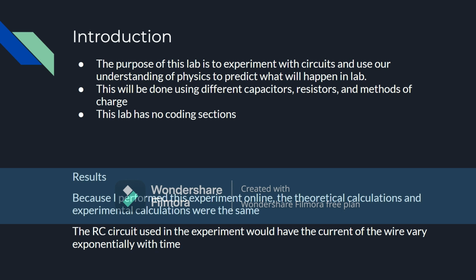Results. Because I performed this experiment online, the theoretical calculation and experimental calculations were the same. The RC circuit used in the experiment would have the current of the wire vary exponentially with time.